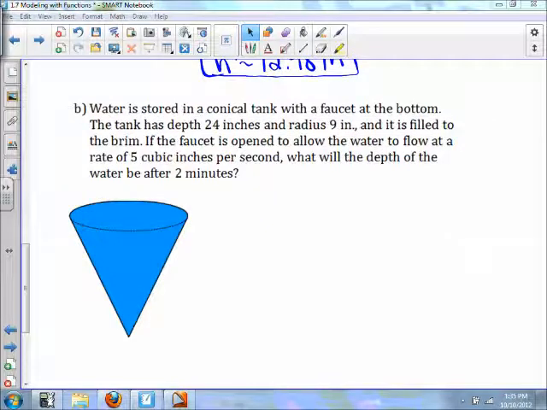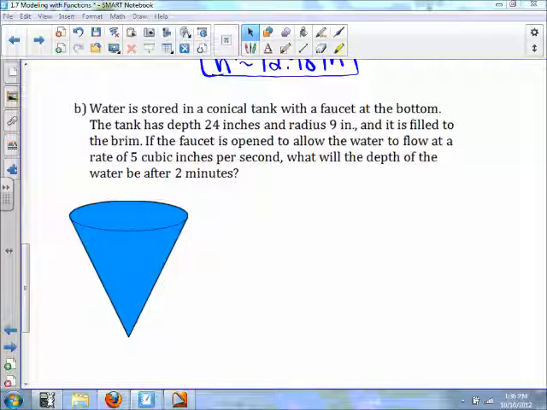Now in example 4b, it says water is stored in a conical tank with a faucet at the bottom. The tank has depth 24 inches and radius 9 inches and is filled to the brim. If the faucet is open to allow the water to flow at a rate of 5 cubic inches per second, what will the depth of the water be after 2 minutes?